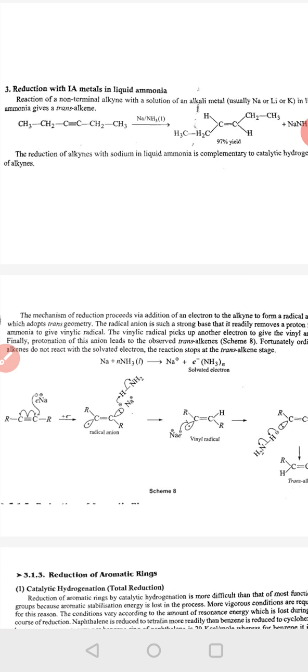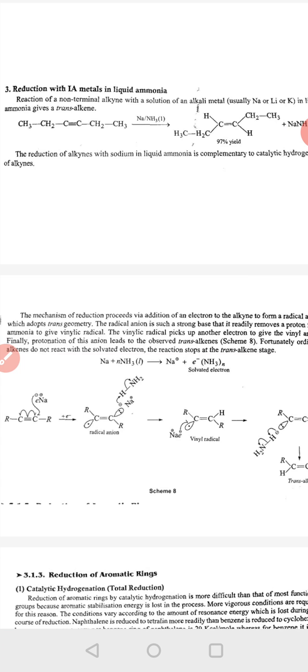In the next step, the vinylic radical picks up another electron from the metal to give a vinyl anion. Again, this vinyl anion abstracts a proton to give the trans alkene.